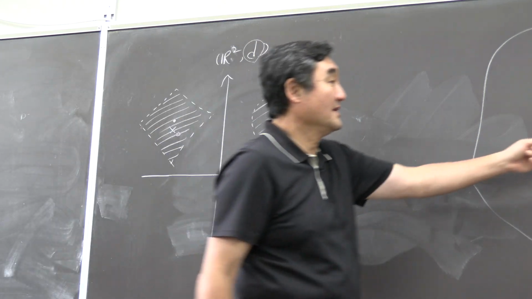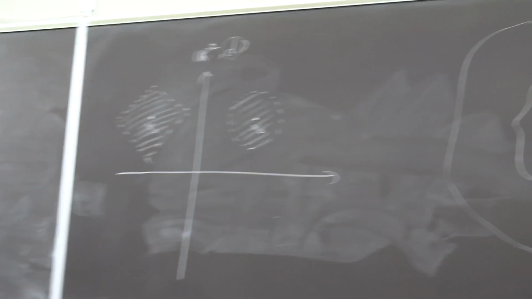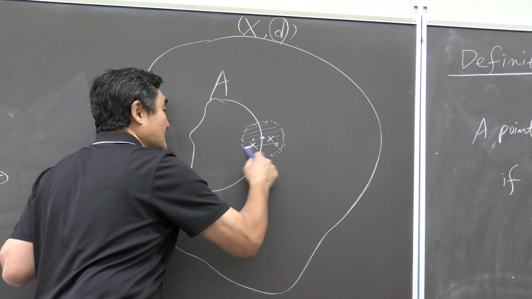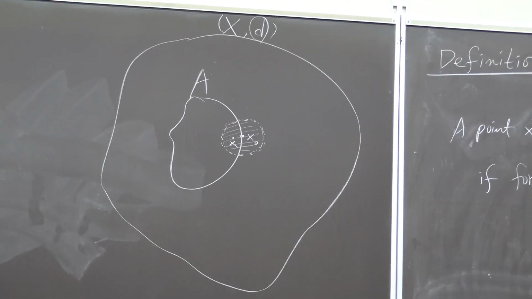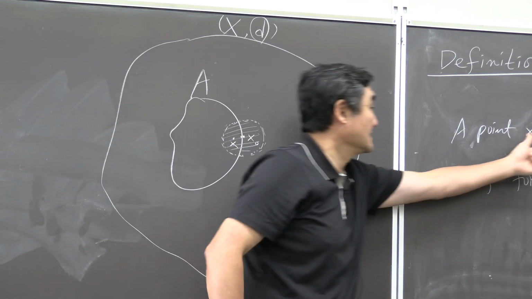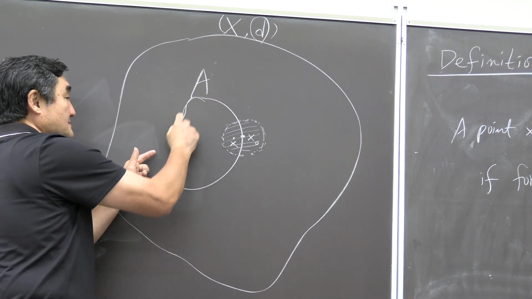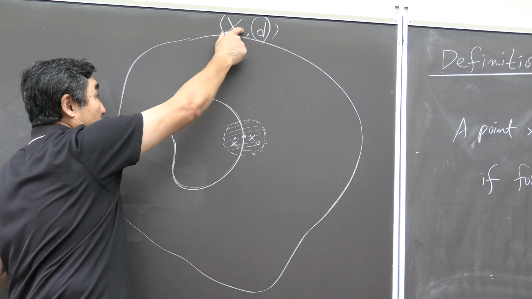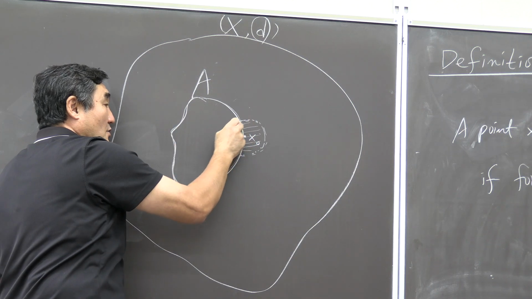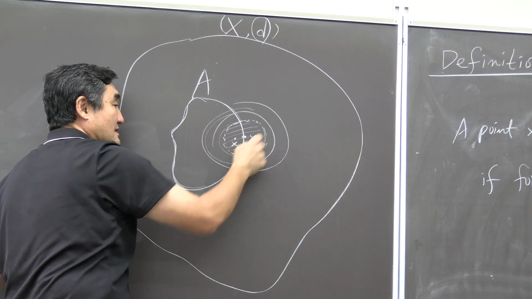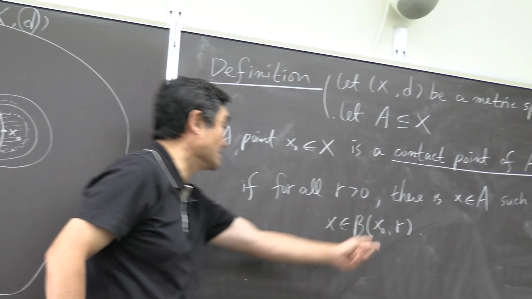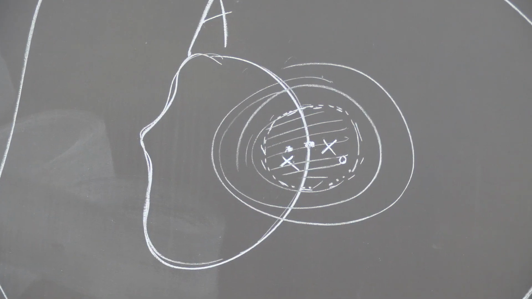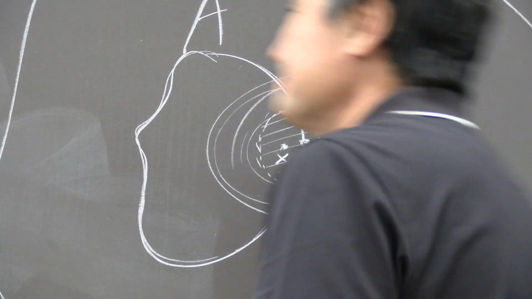So honestly, in general, I don't know how this open ball around X naught looks in a general metric space, but we still use the disk picture here for easy explanation. So we say that a point X naught in the metric space X is a contact point of the subset A, a subset of the whole metric space X, if no matter what open ball around X naught we choose, larger or smaller, that open ball must contain some element X in the subset A. Okay?